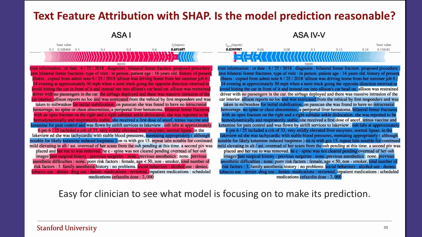And so the cool thing about this is that it's actually very easy for a clinician to see what the model is focusing on to make its predictions. And when we did a more in-depth analysis, we found that the model was appropriately picking up on relevant keywords that correlate with the patient's illness severity.